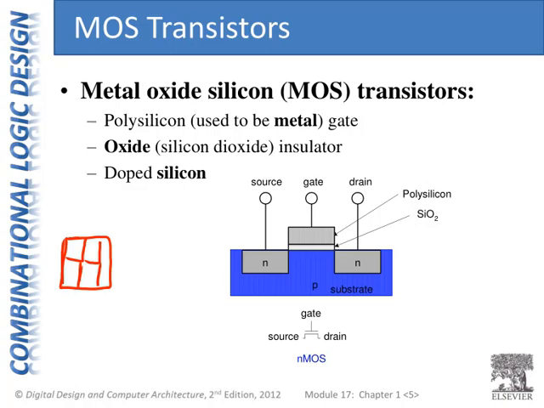But what we've done is we've taken a slice through this transistor and we've turned it on its side, and this is what we're looking at. So we're looking at this slice of a transistor. Really this transistor goes right in 3D. It goes out this way.